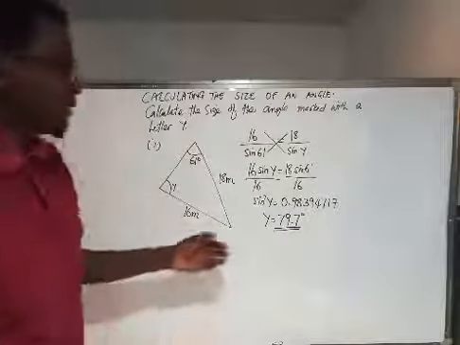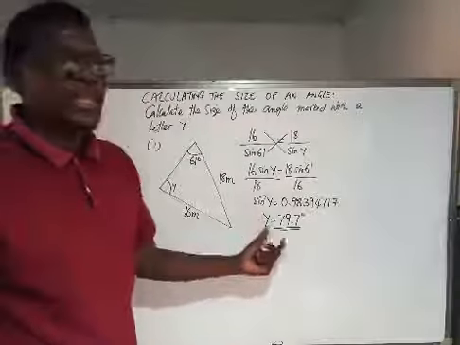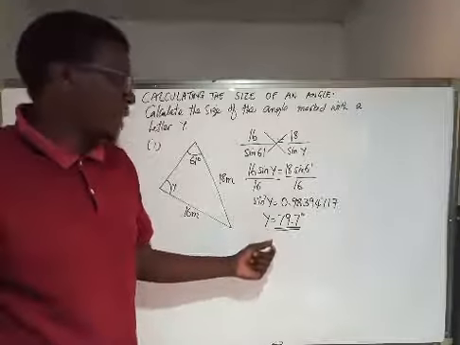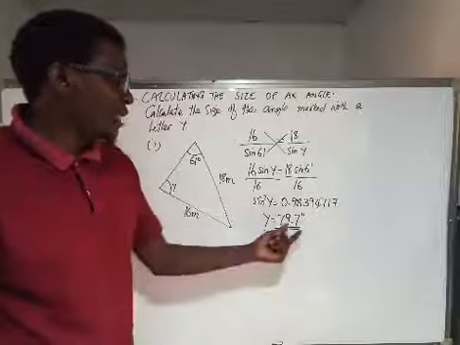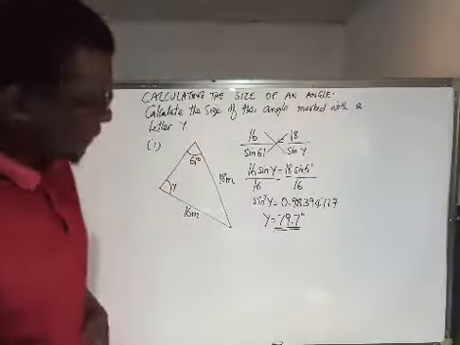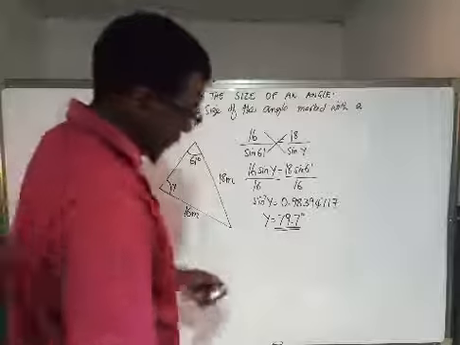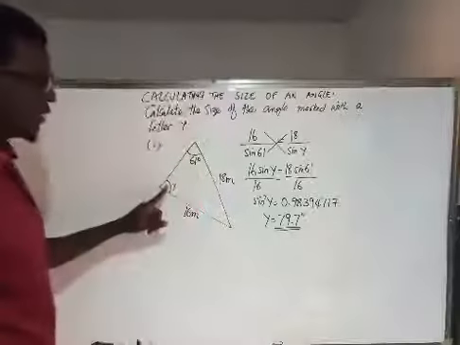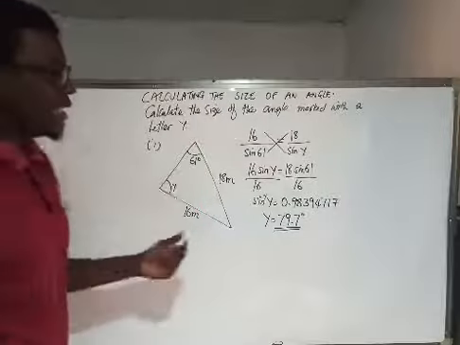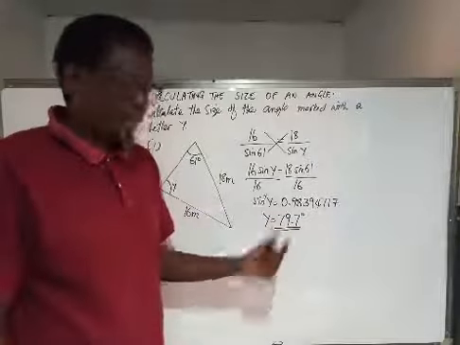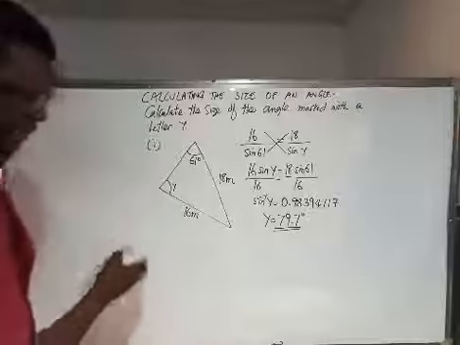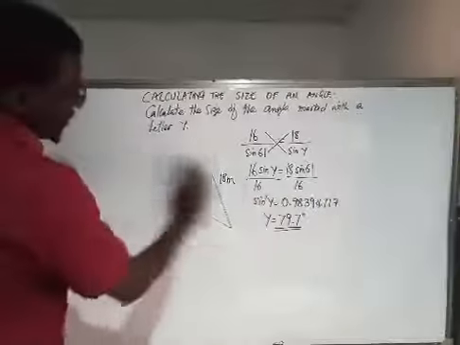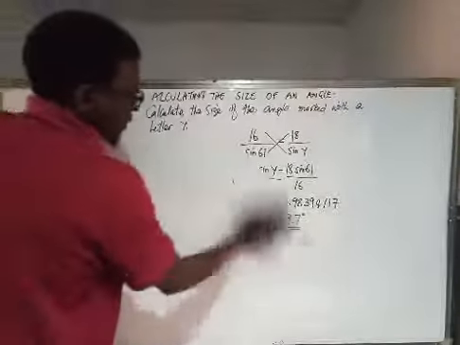Remember, our examination says if your answer is in degrees, leave your answer correct to one decimal place. No wonder I've left my answer correct to one decimal place like that. Very easy. So the value of the angle Y is actually 79.7 degrees. Let us look at another one so that we can get the concept fully.